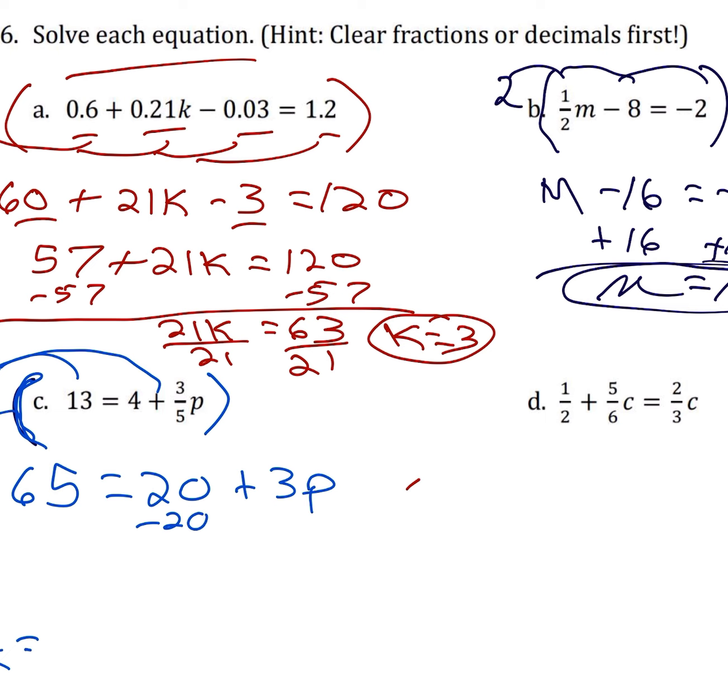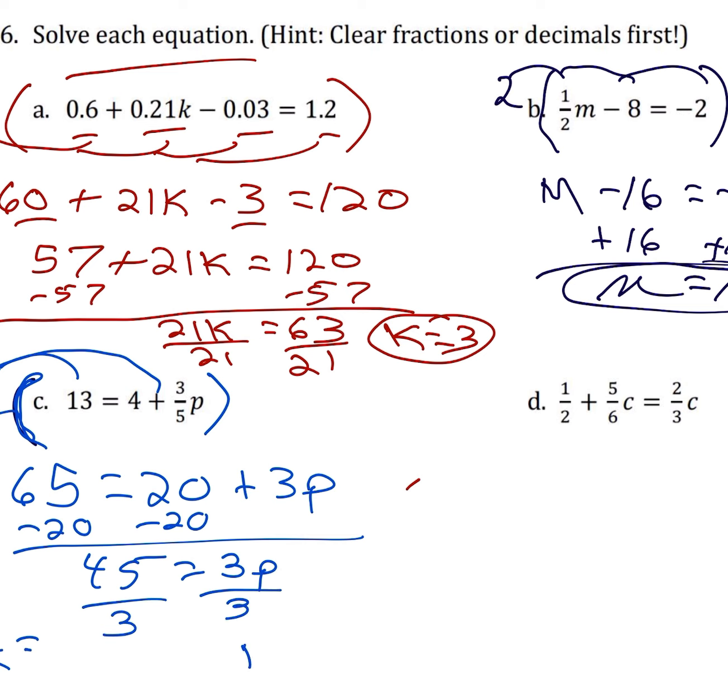Now we're going to subtract 20 from both sides, and we are almost done. 45 equals 3p. Divide both sides by 3, and p is simply equal to 15, and we're done. Okay, let's go back to the red for this last one. This last one's a little trickier because there are 3 denominators. There's a 2, a 6, and a 3.